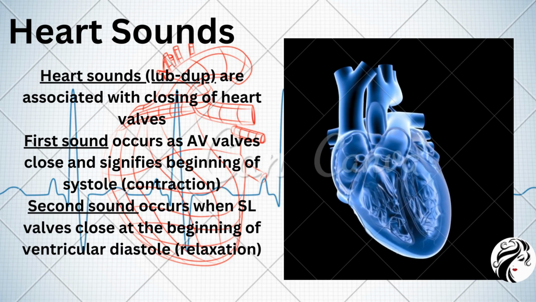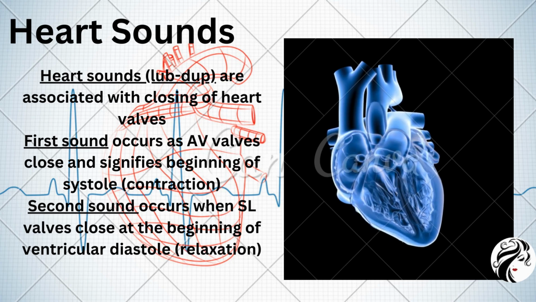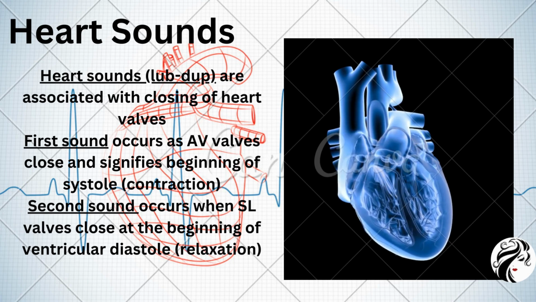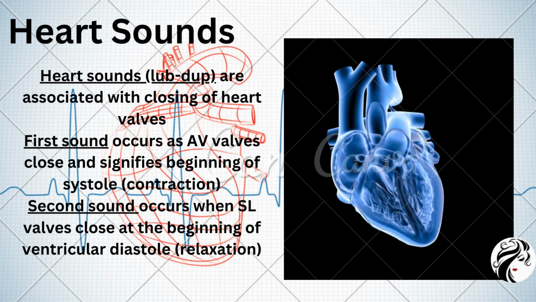Heart sounds. We have two types of heart sounds. The lub and dub are associated with the closing of heart valves. As you will see in this video, the first sound occurs when the AV valve, the atrioventricular valve, closes at the beginning of systole, the contraction, which makes the first heart sound, the lub sound. Then the second heart sound occurs when the SL valve, the semilunar valve, closes at the beginning of ventricular diastole, the relaxation, and the dub sound is made.